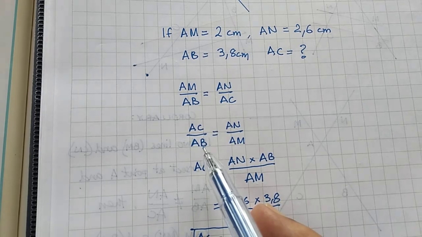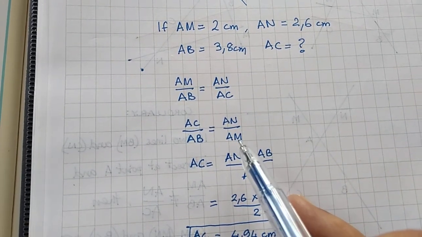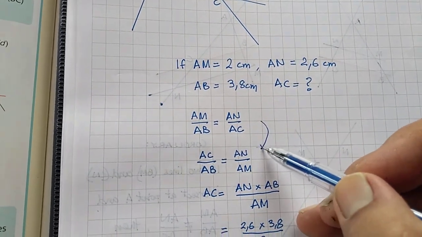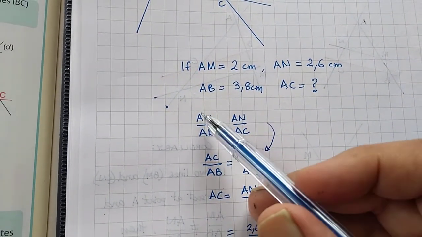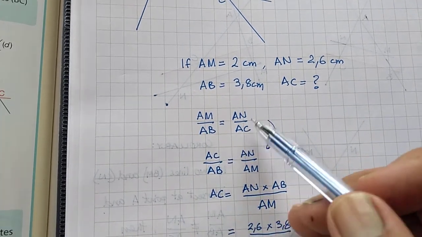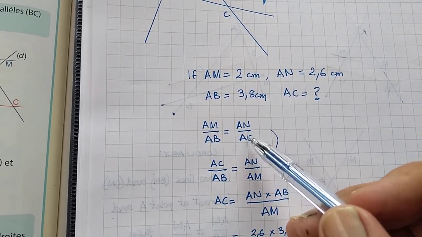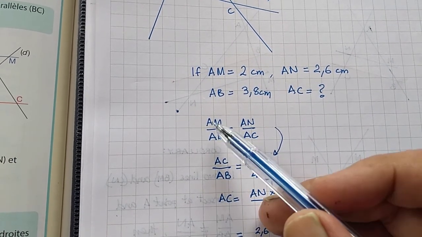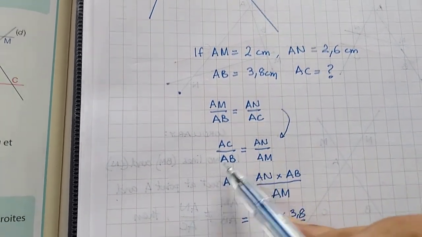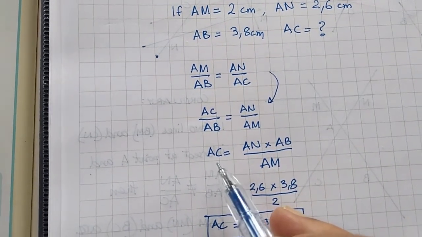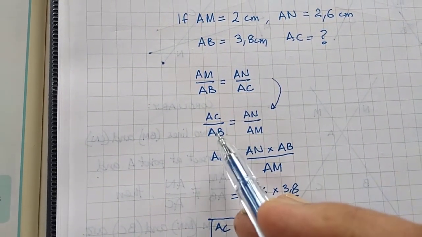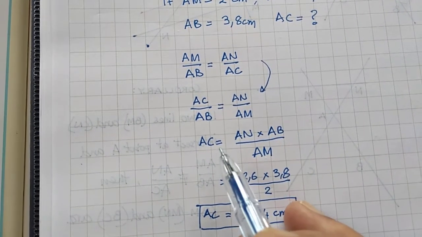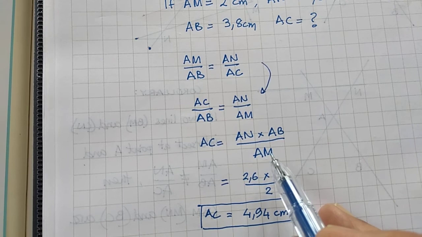So basically we put AC there and we put AM in its place. So we'll get AC over AB is equal to AN over AM. I'm sure you know how to get from this point to this point. We are multiplying both sides by AC and dividing both sides by AM, which in effect comes to replacing AM by AC and AC by AM. So we're just exchanging these two. Then we multiply both sides by AB. AB gets cancelled out here. So we get AN into AB over AM.